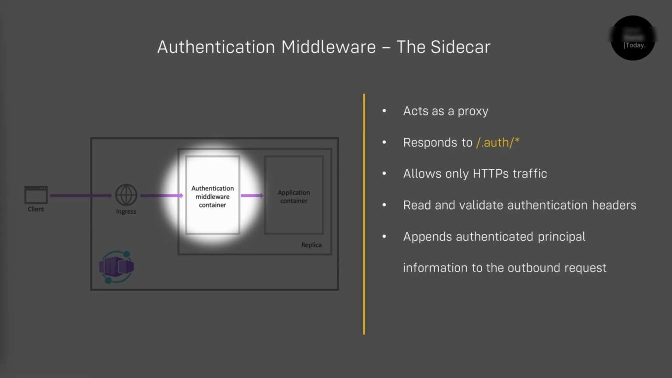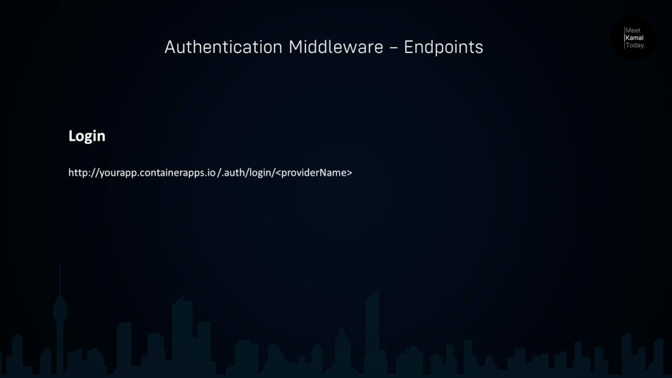As I said earlier, this authentication middleware responds to URL paths that contain this auth prefix. And now let's have a look at the endpoints that this authentication middleware responds to. There are three types of URLs that this authentication middleware is responding to. We have logins, we have logouts, and we have callbacks from these IDPs.